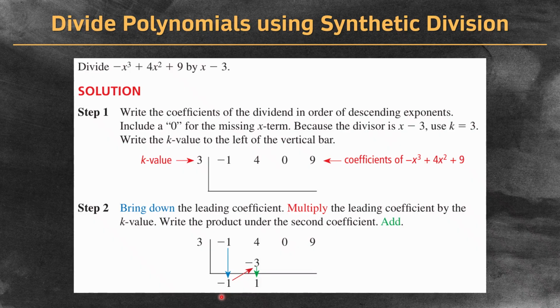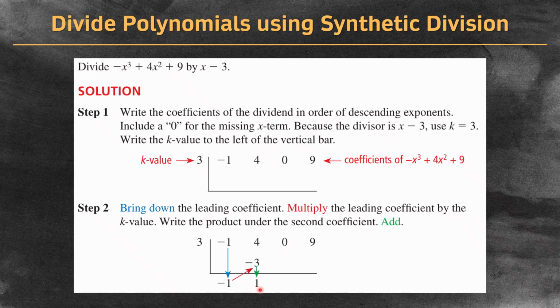Next step, multiply the leading coefficient by the k value, 3. So you multiply 3 with -1 becomes -3, and write that product under the second coefficient. And then what do we do? Third step, add. So blue, bring down the leading coefficient. Red, multiply the leading coefficient by the k value, and add the two terms. So 4 plus -3, +1. Now what should we do next?